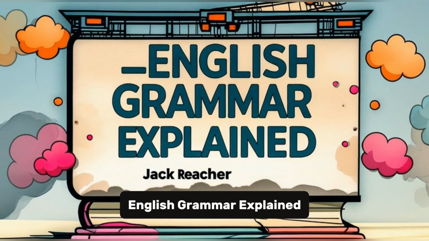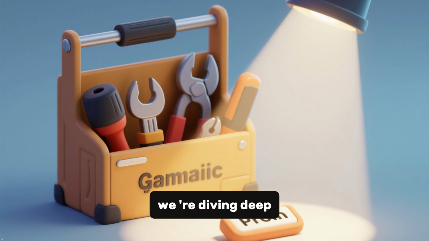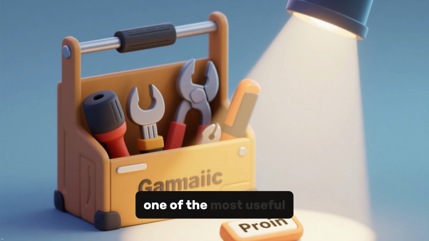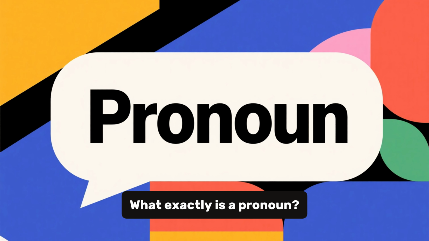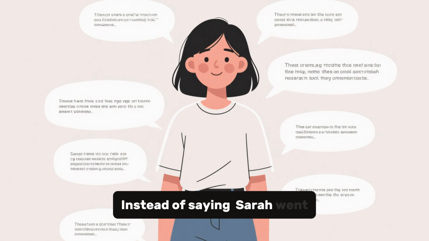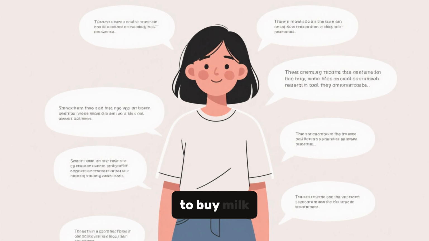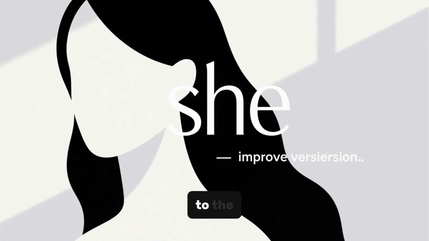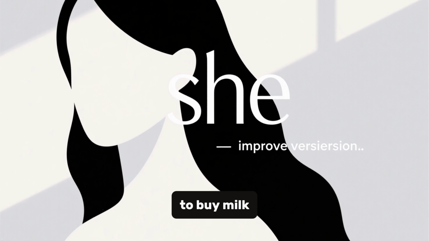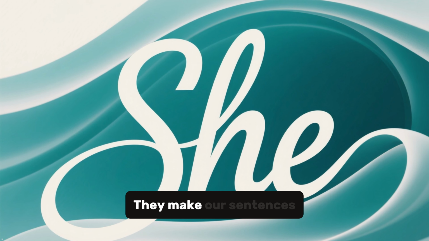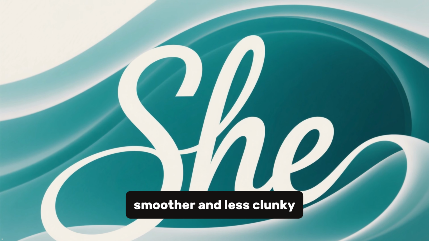English Grammar Explained. Today, we're diving deep into the world of English grammar to talk about one of the most useful tools in our language toolbox: pronouns. What exactly is a pronoun? Well, think of it as a stand-in for a noun. Instead of saying "Sarah went to the store because Sarah needed to buy milk," which sounds a bit repetitive, right? We can say, "Sarah went to the store because she needed to buy milk." See how "she" steps in for Sarah? That's a pronoun in action. They make our sentences smoother and less clunky.